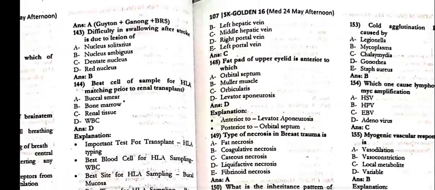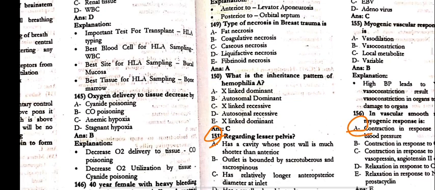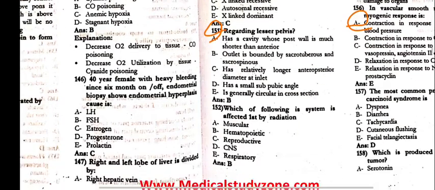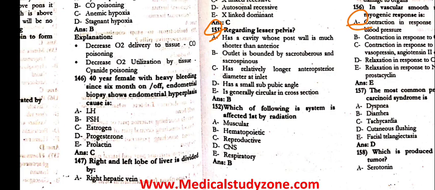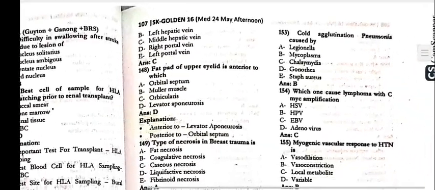Next 143, difficulty in swallowing after stroke is due to a lesion in the nucleus ambiguus. The best sample for tissue matching prior to renal transplant would be the white blood cells. 145, oxygen delivery to tissue is decreased by carbon monoxide poisoning. 146, a 40-year-old female with heavy bleeding since 6 months on and off, endometrial biopsy shows endometrial hyperplasia. The cause will be the estrogen. Right and left lobes of the liver are divided by the middle hepatic vein.